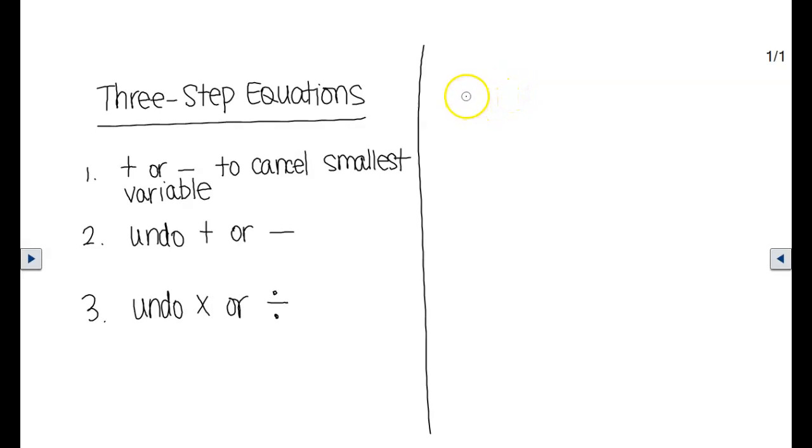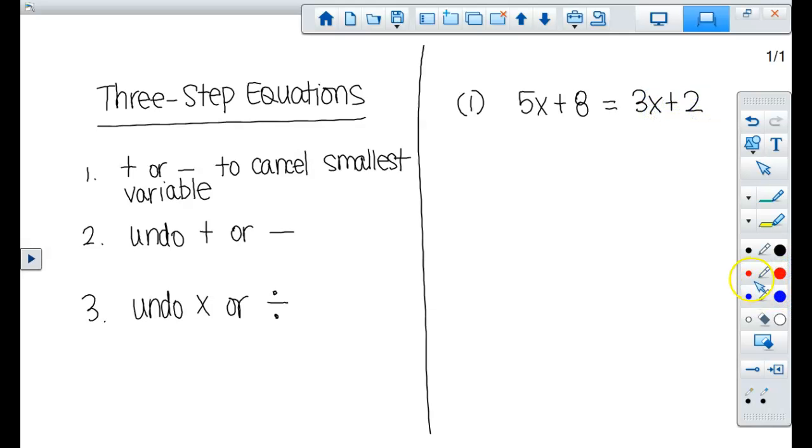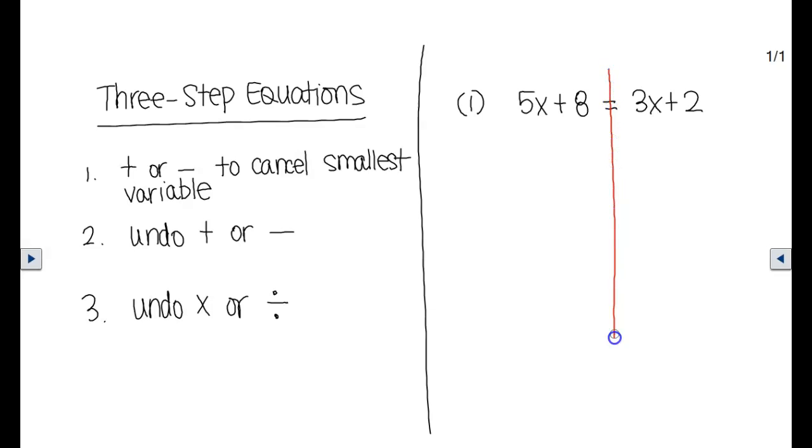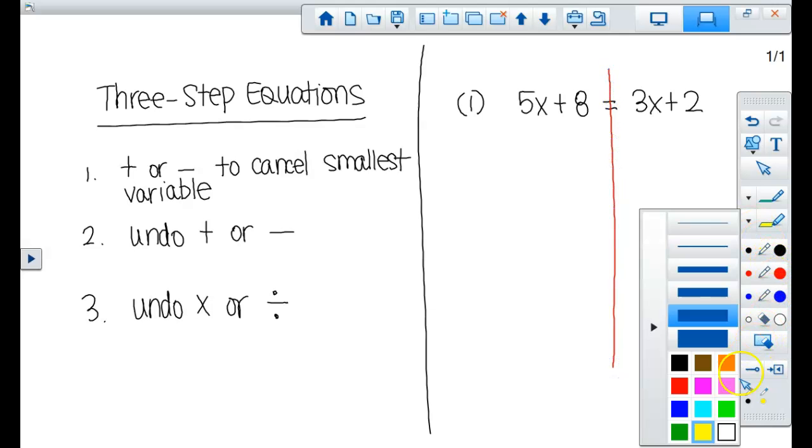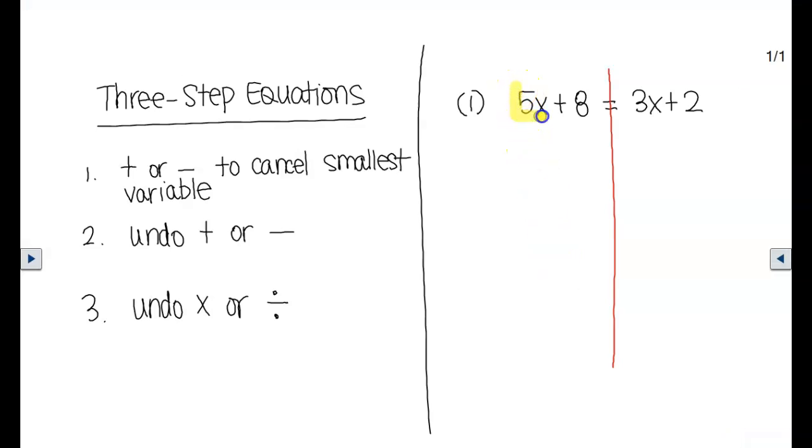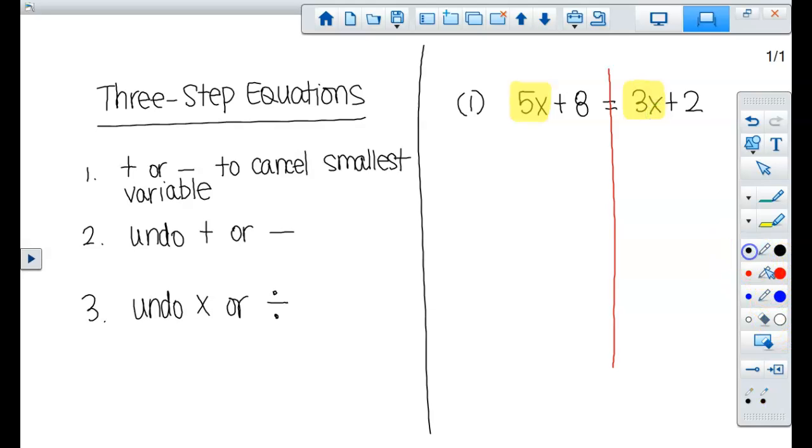All right, so let's start with this example. Let's start with 5x plus 8 is equal to 3x plus 2. All right, draw your line through the equal sign and start at step 1. We're going to add or subtract to cancel the smallest variable. Well, my variables are 5x on this side, 3x on this side. Who is the smallest? Well, it's the 3. 3 is definitely smaller than 5.